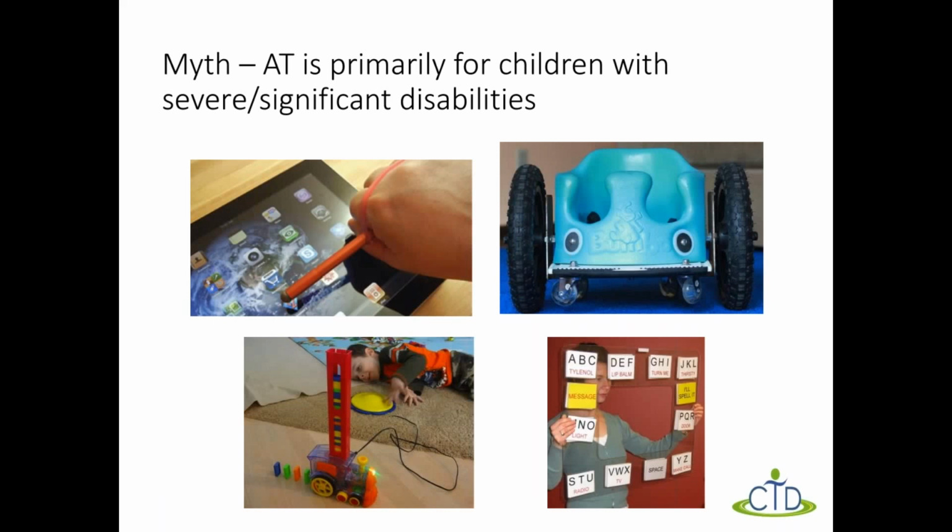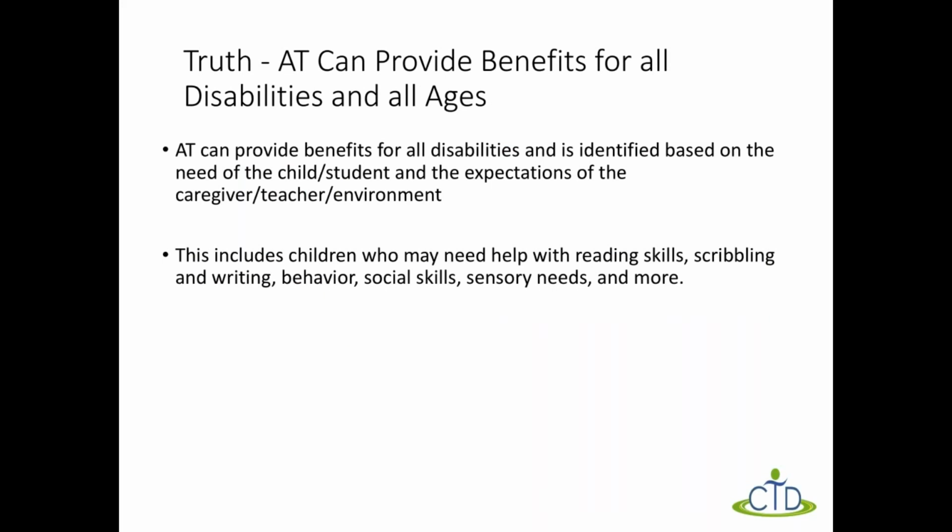Another myth that we have is that AT is primarily for children with severe or significant disabilities. And oftentimes, if people do have an understanding of assistive technology in their head, they'll picture kids that have very physical or very visually apparent disabilities. And the truth is that AT can provide benefits for all disabilities and all ages. And again, it's based on identifying what is the need, what does this child need to be able to do, and is there technology that we can match and find to do that.